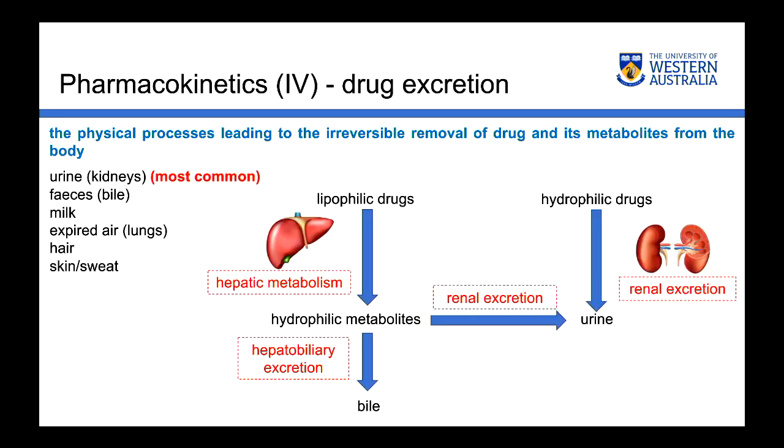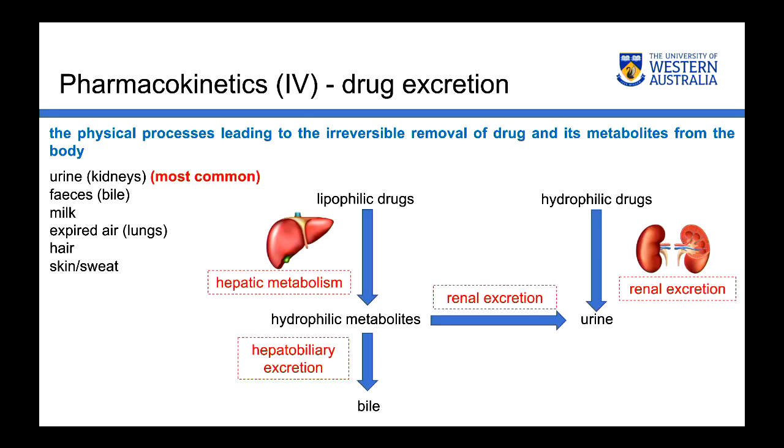Now the last bit, drug excretion. I don't think there are many slides. Again, you will see the definition is provided at the top of the slide. On the left-hand side, it shows a number of routes of renal excretion. The most common one is through urine, so via kidneys, and therefore the kidney is the most important organ in terms of drug excretion.